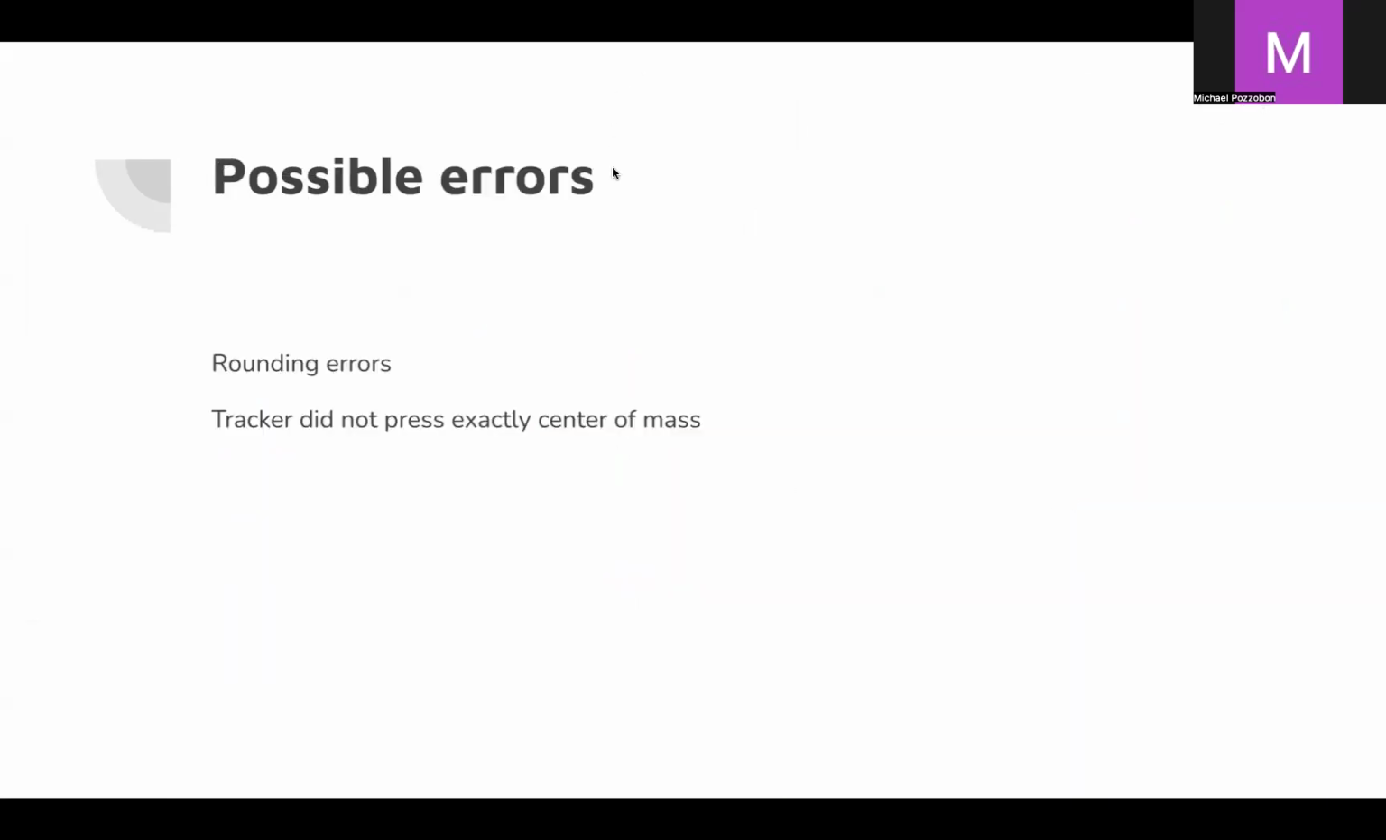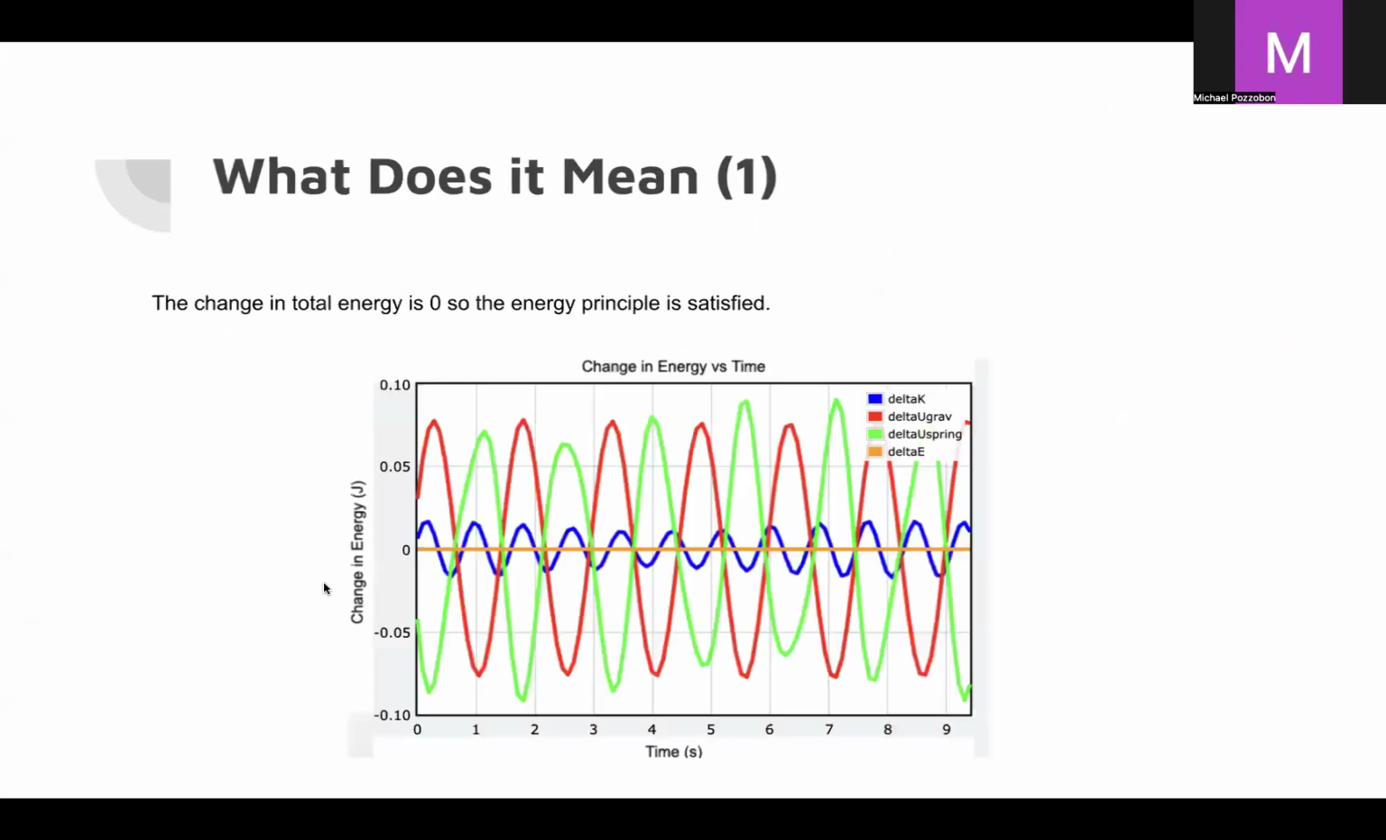Possible errors. Really the only errors were rounding errors in our GlowScript or our own calculations. And Tracker didn't work very well at first, for rounding errors with that, and didn't present exactly the center of mass, so we didn't get perfect data, and real world errors.